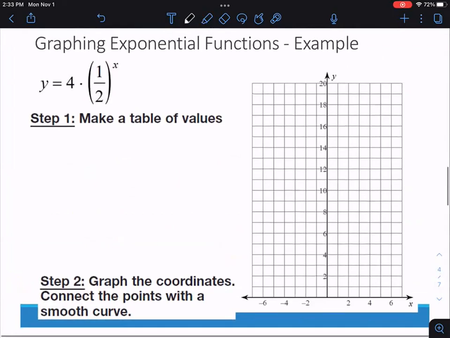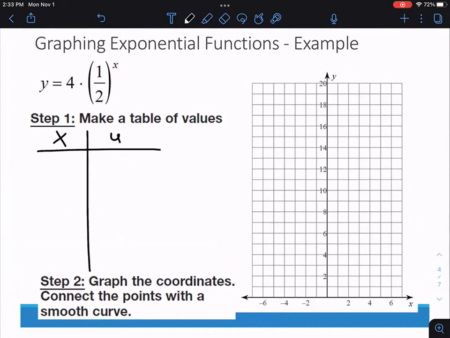So here we're going to start graphing. We're going to graph 4 times 1/2 to the x power. And like we did on the last problem, we're just going to start out making a table of values. I'm going to be lazy and just make an XY chart.